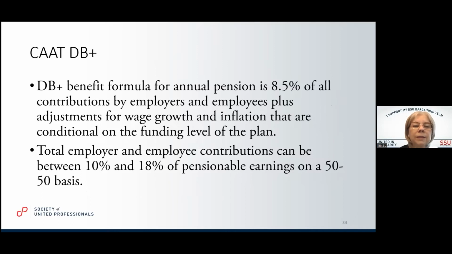And the nuances come in the fact that it's 8.5% plus adjustments for wage growth and inflation that are conditional on the funding level of the plan. Like an RSP or a defined contribution plan, contributions are capped at 18% of pensionable earnings, but in the DB Plus model, the contributions are supposed to be equal, on a 50-50 basis. So if the employer is paying 6%, the employees pay 6%, up to a maximum of 9% each.